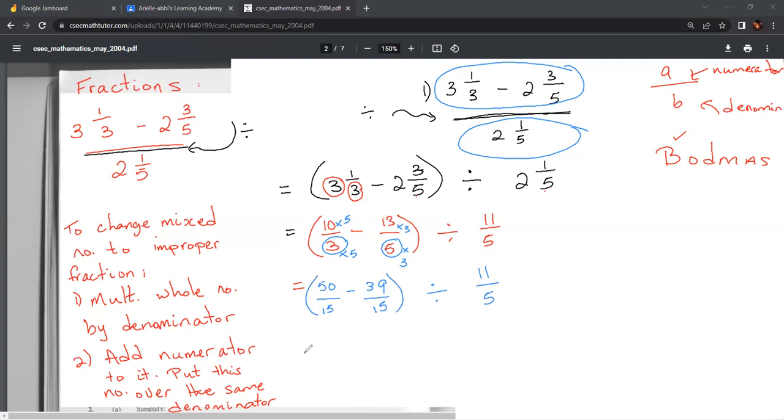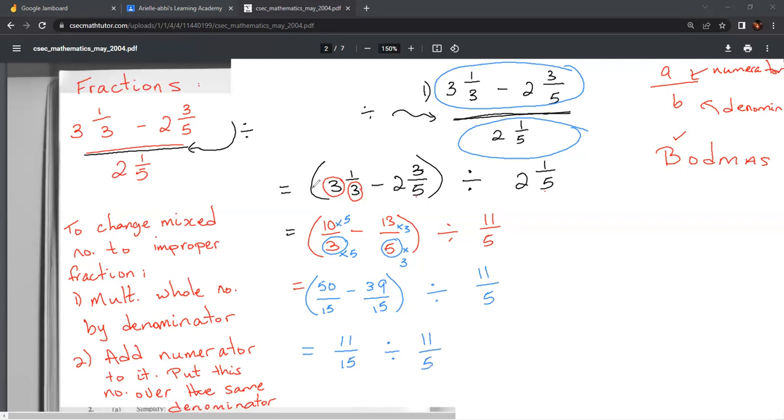So still working what's in the brackets, I have 50 minus 39. 50 minus 39, I could use my calculator here, and I'll get 11 over 15. I got a single fraction now in the brackets, so I can open the brackets. So I'll end up with 11 over 15 divided by 11 over 5.